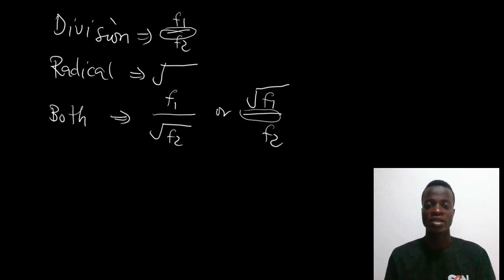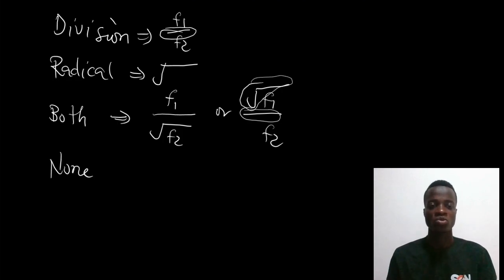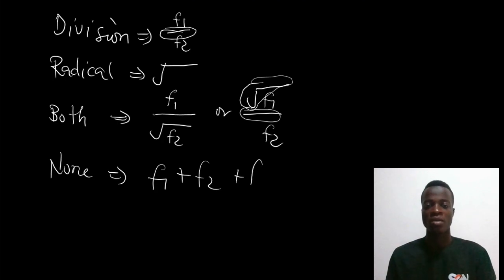You have both the division and the square root sign inside, but there are some that contain none of those two. They are just functions like straight like that: function 1 plus function 2 plus function 3. None of them contain the square roots and the division sign, right? So when they give you a function to find the domain of that function, first try to look at the form of the function, whether it has a division sign, a square root sign, and those stuff, right?